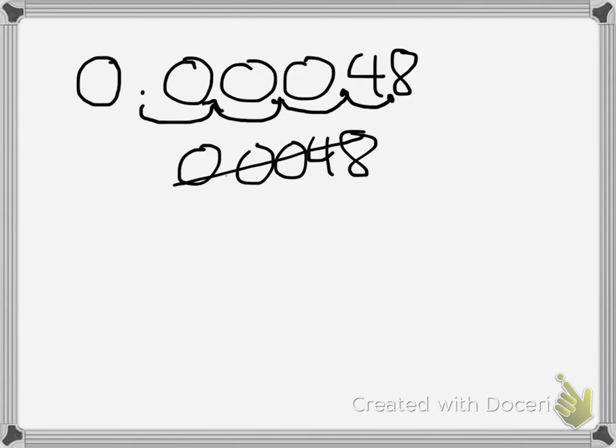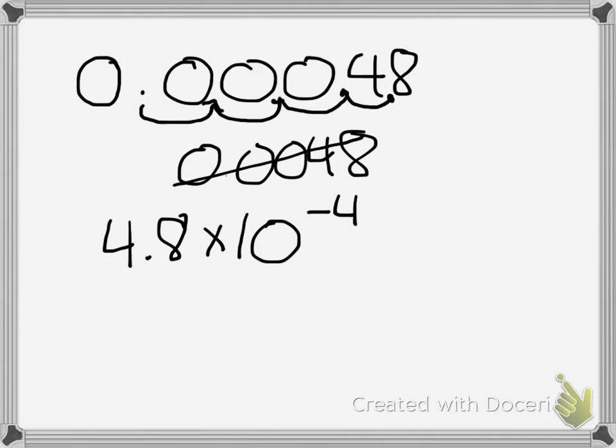One more time. 4.8. Oops, 4.8 times 10 to the... I've moved my decimal point 1, 2, 3, 4 times, and I've moved it in a negative direction. 4.8 times 10 to the negative 4. If the number that you started with is less than 1, your exponent should be negative. If the number you started with is bigger than 10, your exponent should be positive. Yeah?